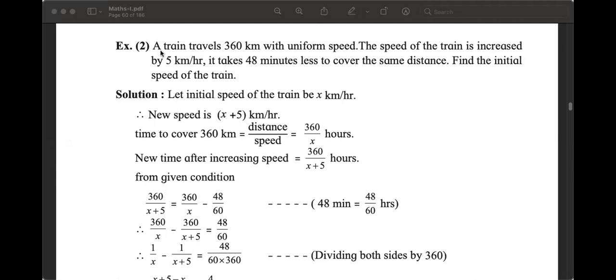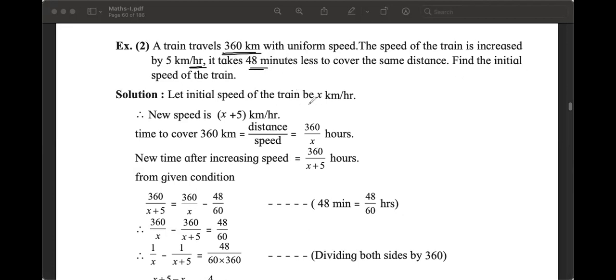It means there is a train at its normal, usual speed, covering a distance of 360 kilometers. If we increase its speed from normal by 5 kilometers per hour, of course it will take less time, and that lesser time is 48 minutes. See the problem: hours, minutes. Be careful. Find the initial speed of the train, meaning how much the speed was in the beginning, the usual speed.